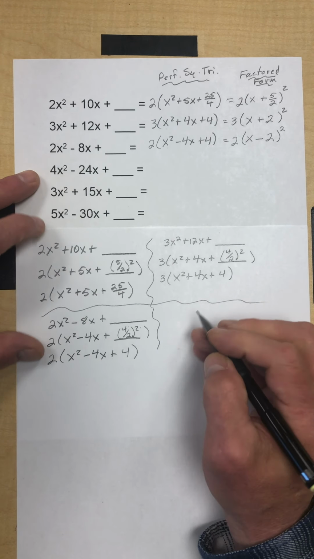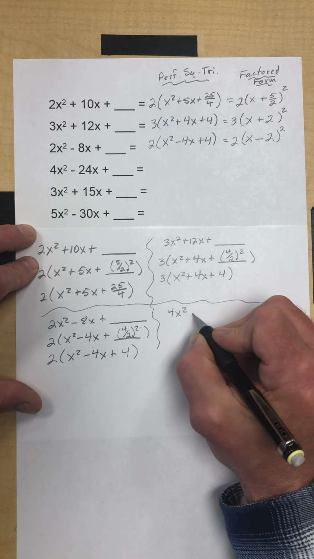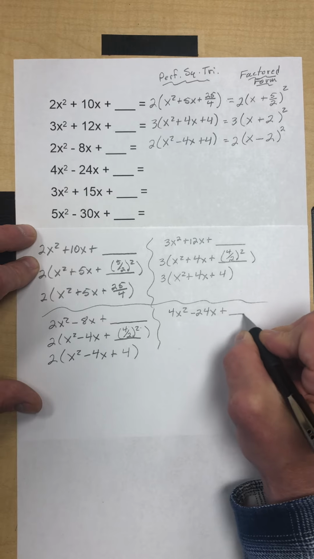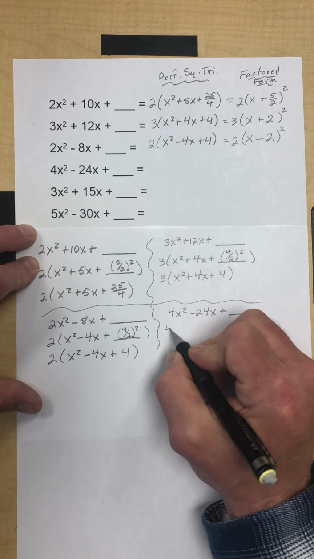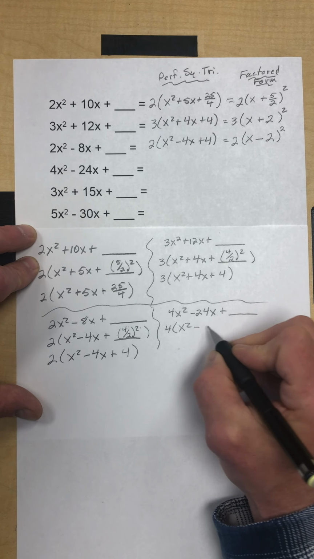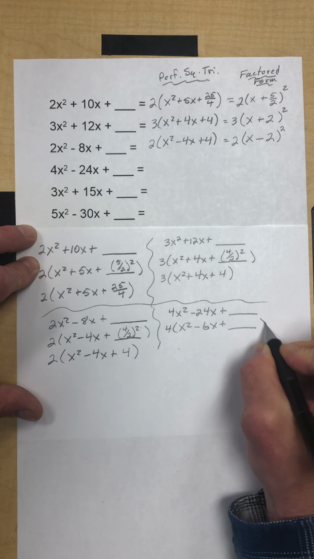Let's go down to the next one. So I have 4x squared minus 24x plus some unknown constant. Again, factor out the leading coefficient. So I'm left with x squared minus 6x plus some unknown constant.